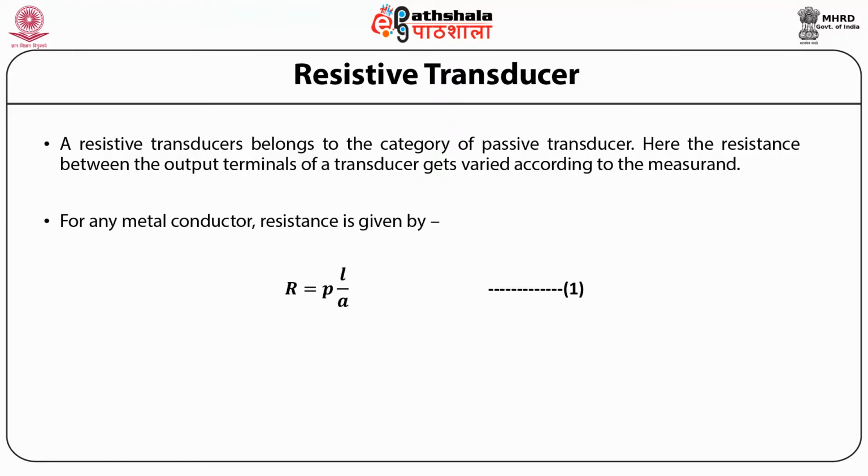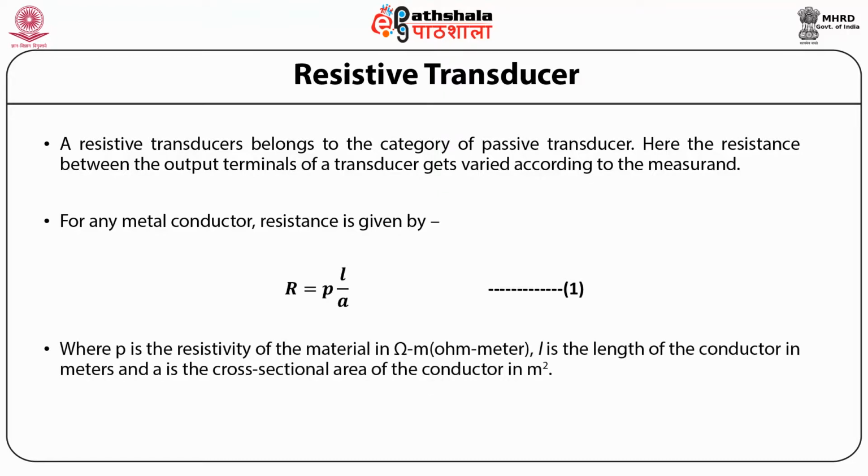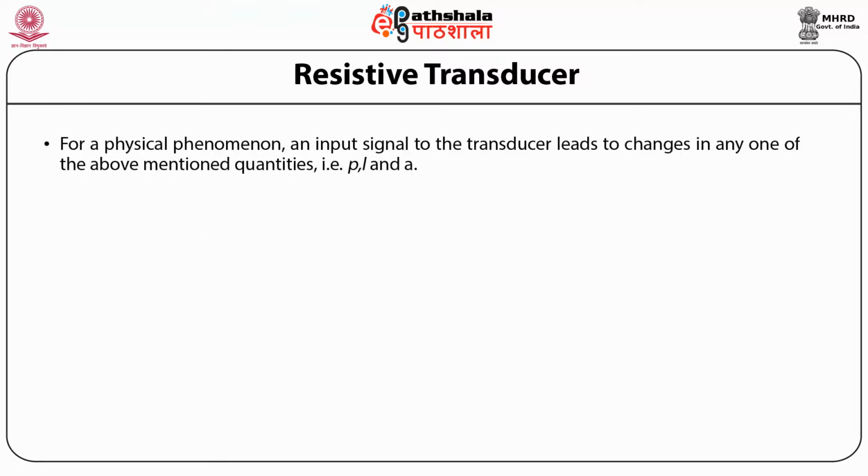This is equation 1, where ρ is the resistivity of the material in ohm meters, L is the length of the conductor in meters, and A is the cross-sectional area of the conductor in meter square. For a physical phenomenon, an input signal to the transducer leads to changes in any one of the above mentioned quantities, that is ρ, L and A.